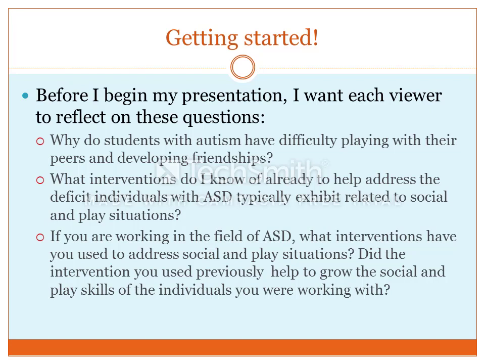Before I begin my presentation, I want each viewer to reflect on these questions. Why do students with autism have difficulty playing with their peers and developing friendships? What interventions do I know of already to help address the deficit individuals with ASD typically exhibit related to social and play situations? And if you are working in the field with ASD, what interventions have you used to address social and play situations? Did the intervention you used previously help to grow the social and play skills of the individuals you were working with? I hope through my presentation you're able to reflect on these questions and find answers.